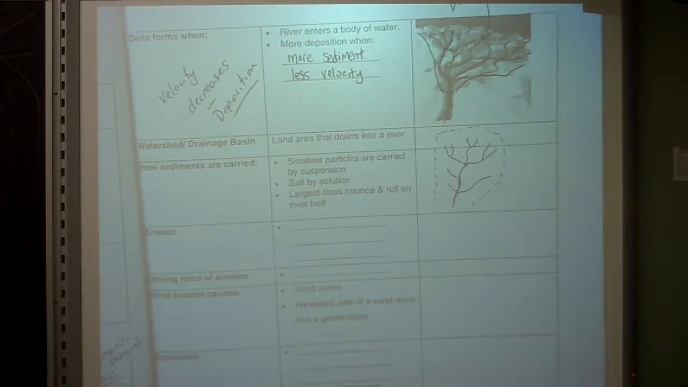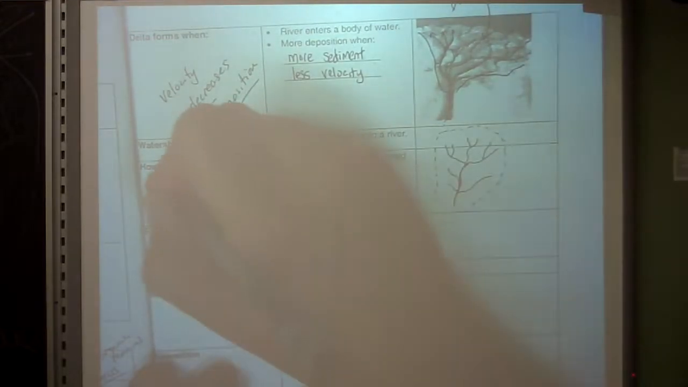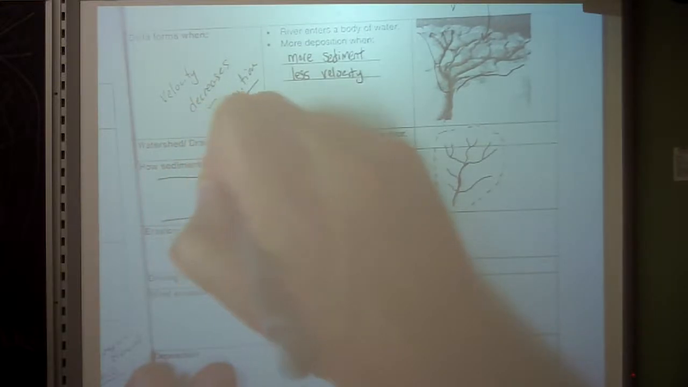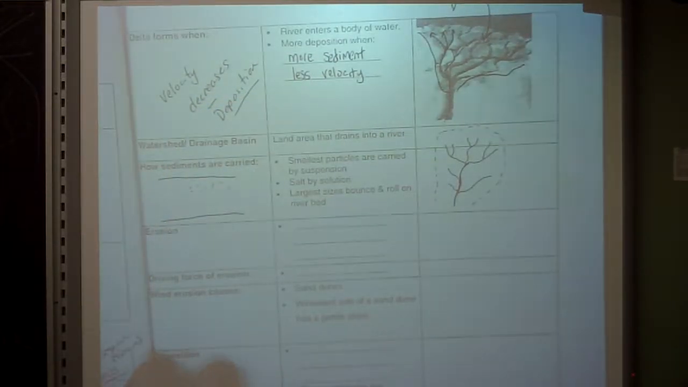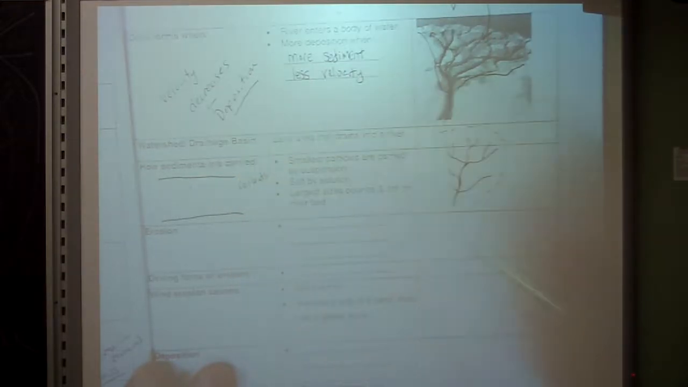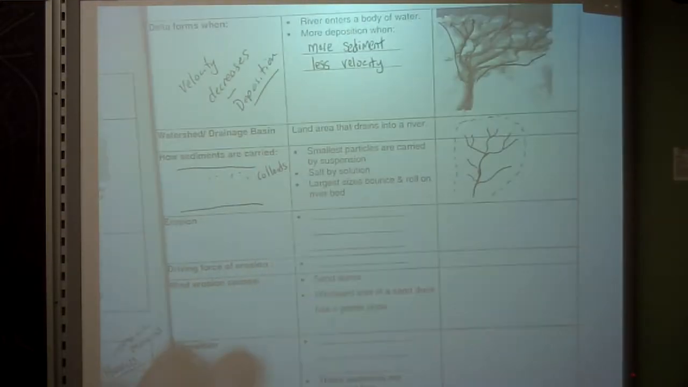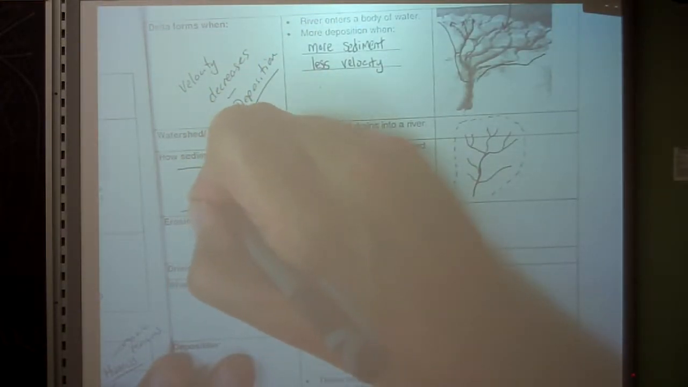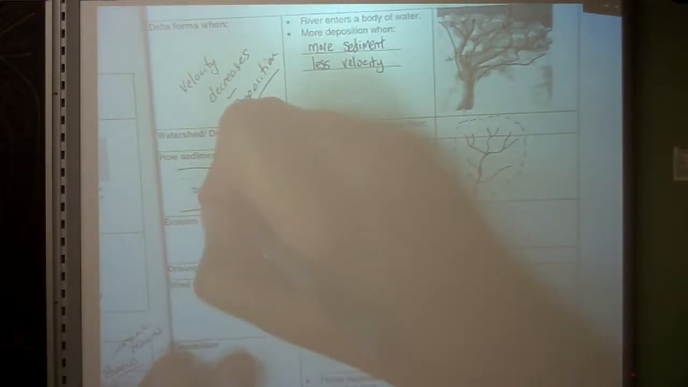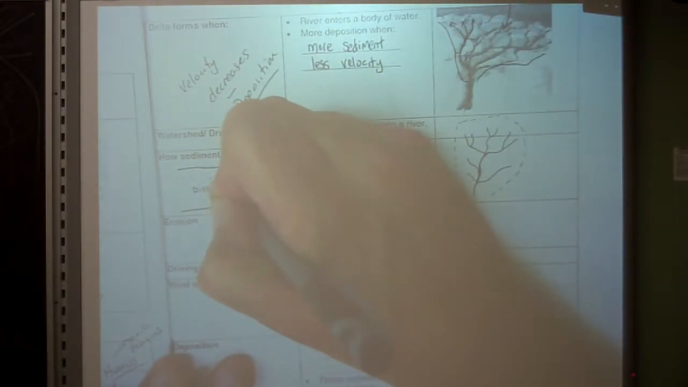How sediments are carried. Smallest particles are carried in suspension, and suspension means that they don't sink to the bottom. So the smallest ones always remain kind of floating like that. A lot of times those are called colloids. These are particles that don't sink. Some dissolve. And so if we have things like salt, that's just going to dissolve, and it kind of disappears and just flows downstream. So that's called solution when something dissolves.